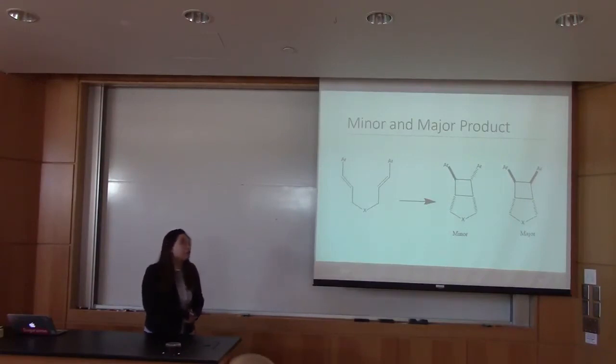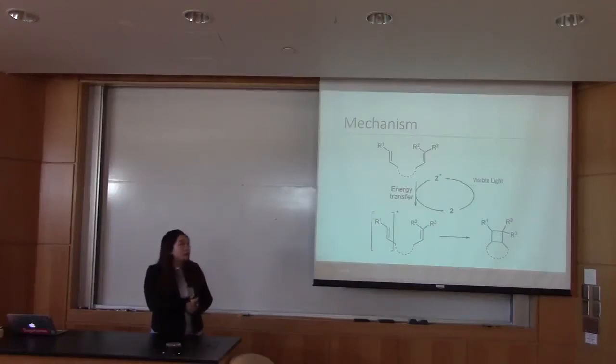The cis product means these two groups go in the same direction, and the minor product is the trans product, where one group goes forward and the other goes backward for these two groups.